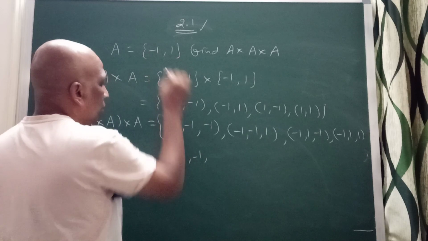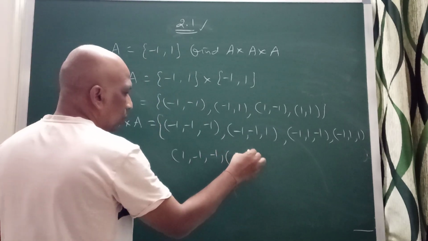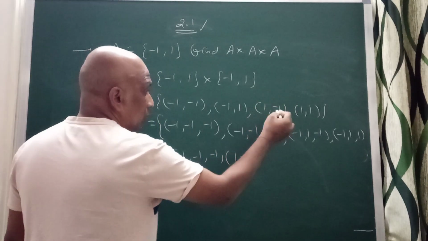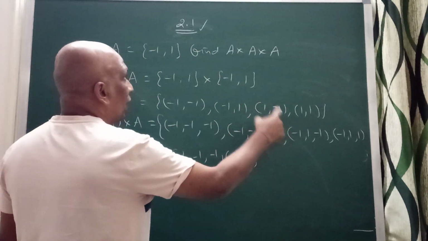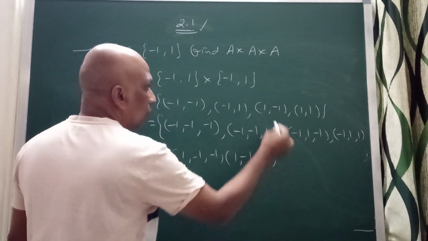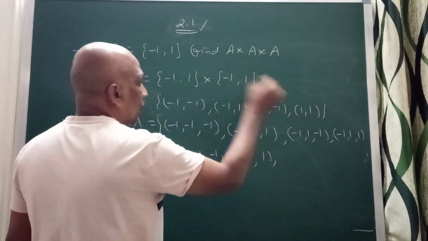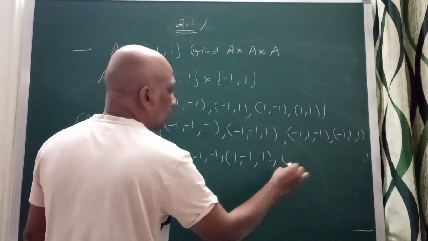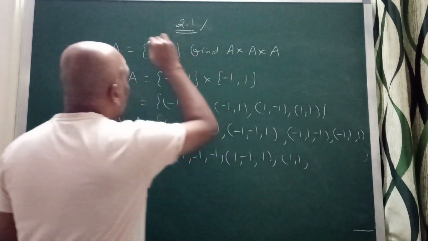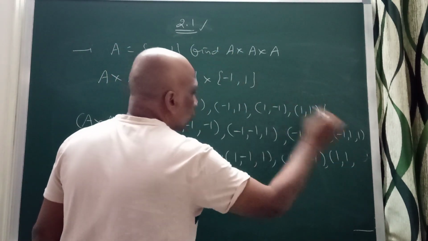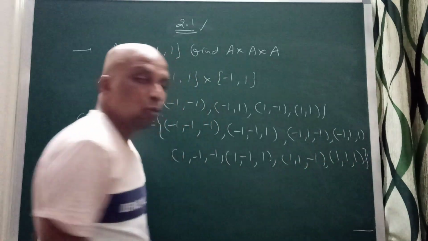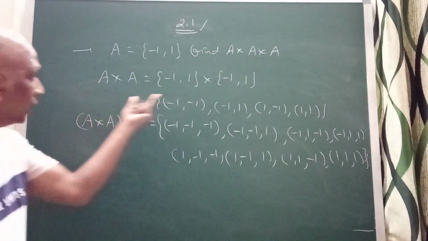Now taking this one, 1 minus 1, minus 1. Using this one, you fix this 1 minus 1, minus 1. 1 minus 1 again with these two ordered pairs. 1 again, you write 1 minus 1 with 1. What I have done is, first, this is easy to write.